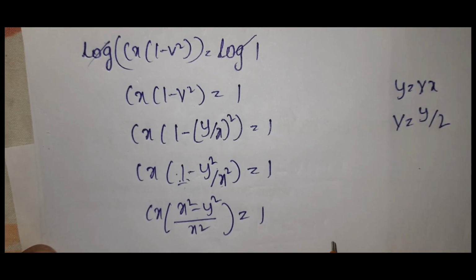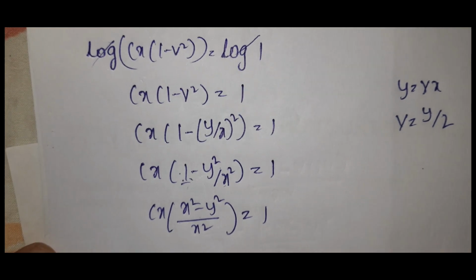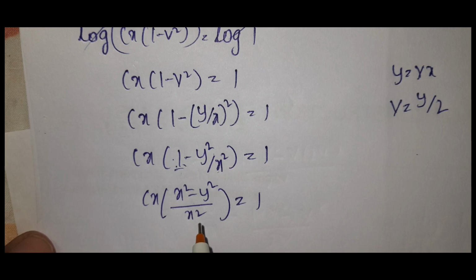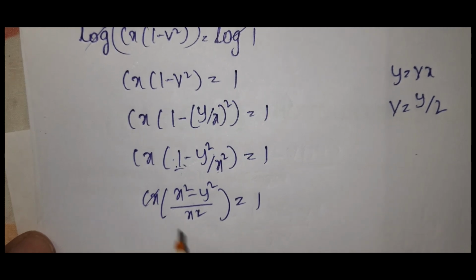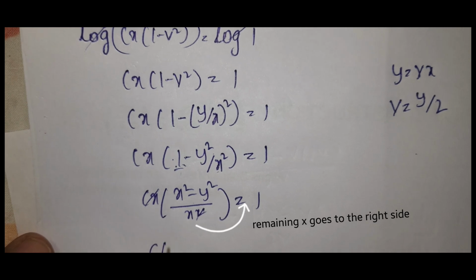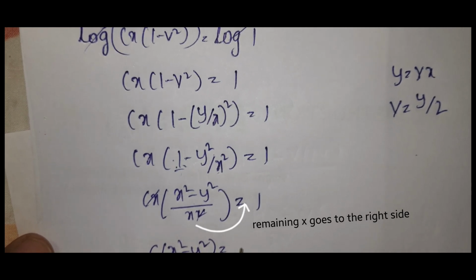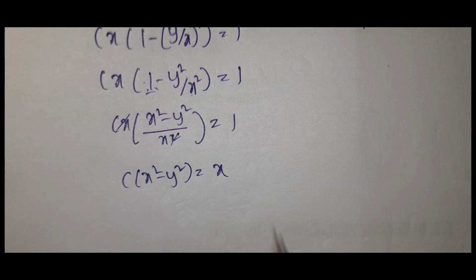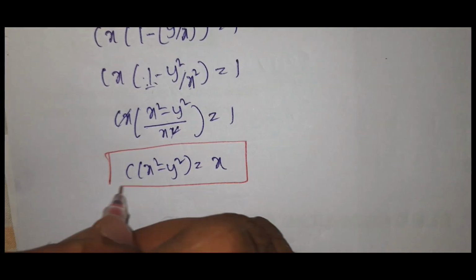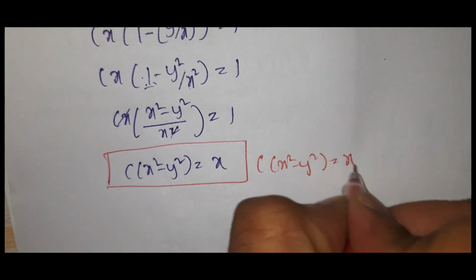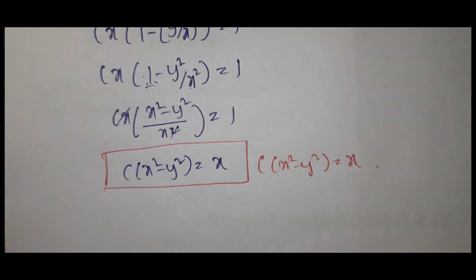Now x gets cancelled, c of x square minus y square is equal to x. The final answer is this: c of x square minus y square is equal to x. So let's solve the next problem.